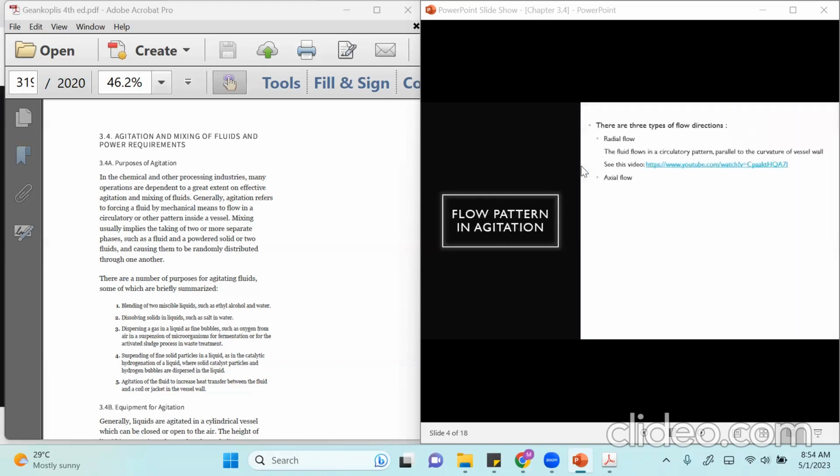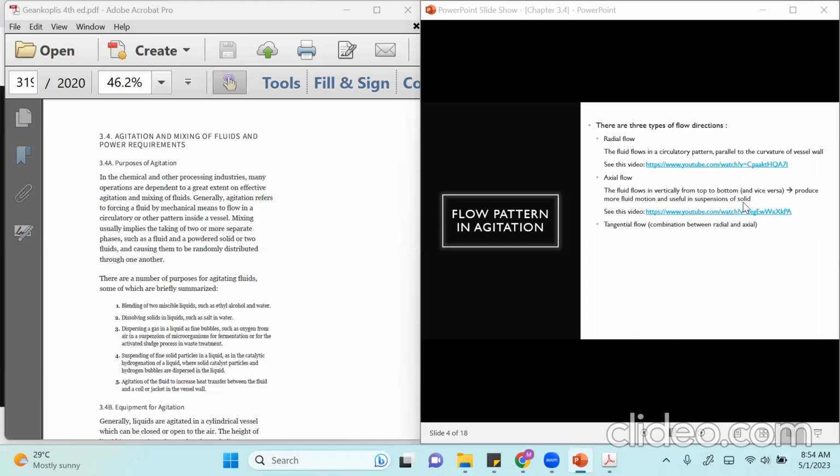Now, there are three types of flow direction by agitation. First is radial flow, where the fluid flows in a circulatory pattern following the curvature of the vessel wall. You can see the video here. You can just click the YouTube link to see what the radial flow is. The axial flow is where the fluid flows vertically, from top to bottom or vice versa, from bottom to top. So it produces more fluid motion and is useful in suspension of solid.